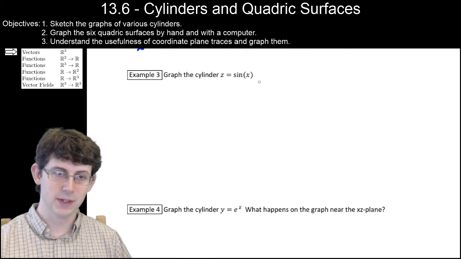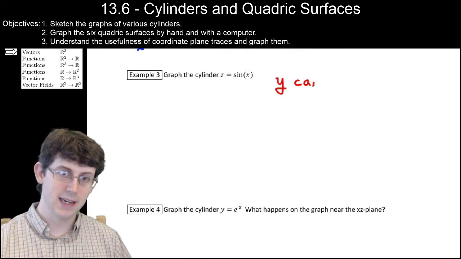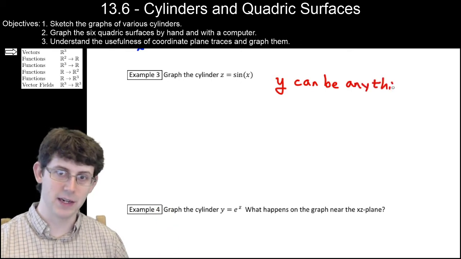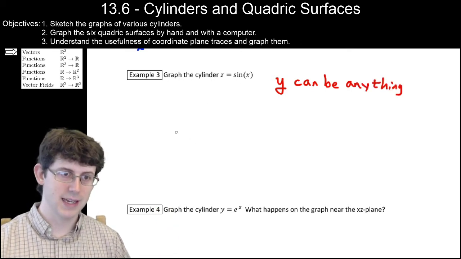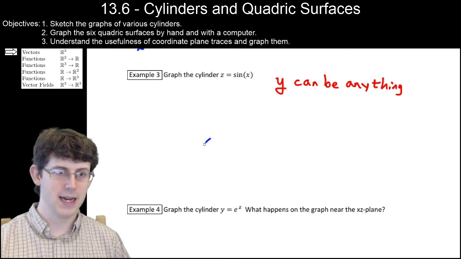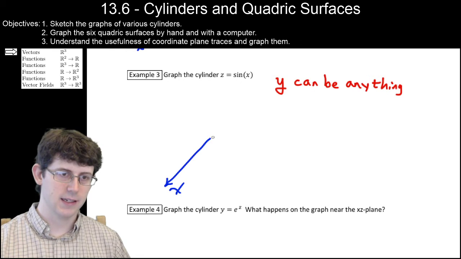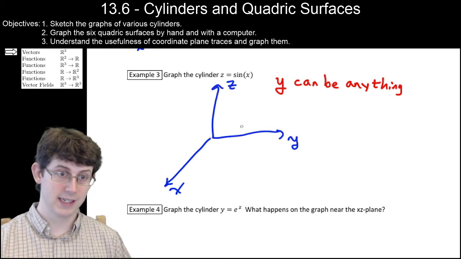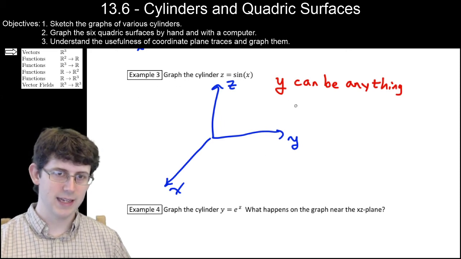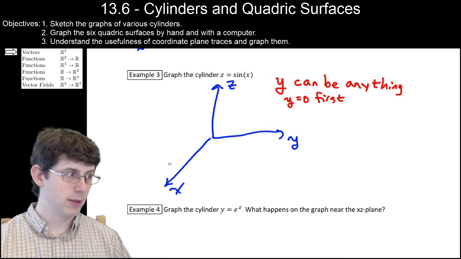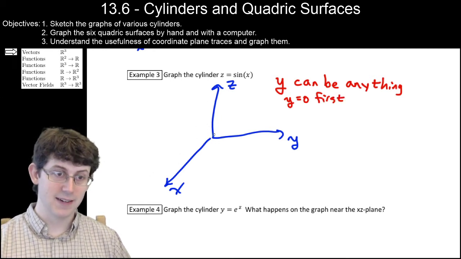How about z equals sine x? Well, here y can be anything. This is called a cylinder because one of the variables is just left out of the equation. So I'll start with y equals 0, and then I'll draw the result at every value of y. So here's x, y, and z. Z equals sine x. Well, at y equals 0, I'm in the xz plane, and I have a sine function.